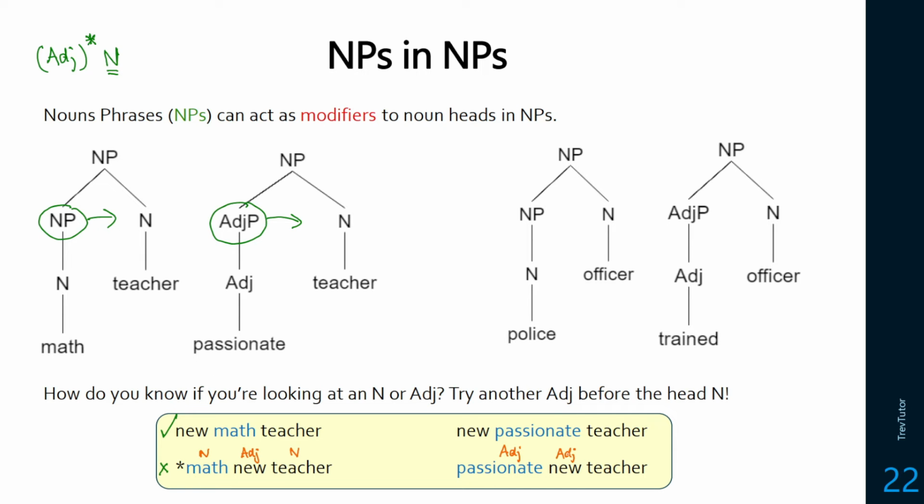We can do the same thing with police officer and trained officer. New police officer, new trained officer, but a police new officer, ugh, sounds bad. A trained new officer, that sounds fine. So police is a noun that builds into a noun phrase that is going to be modifying officer, while trained is an adjective that builds into an adjective phrase that would be modifying officer there. So I recommend using that bit of information in order to figure out if the modifier you're looking at is a noun phrase or an adjective phrase.